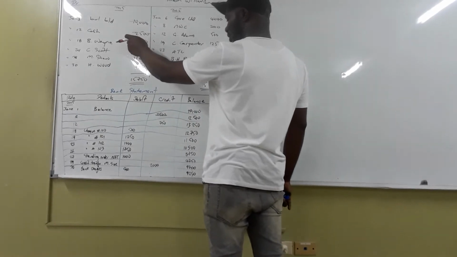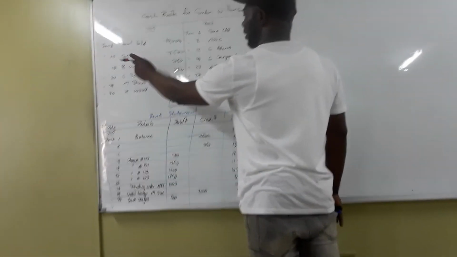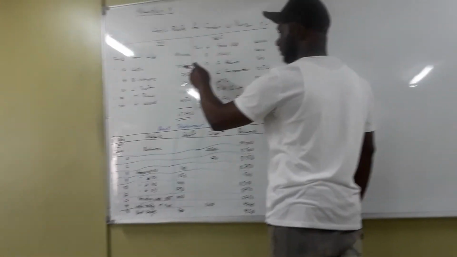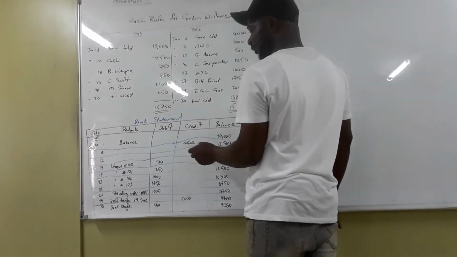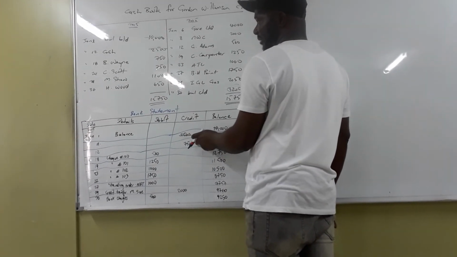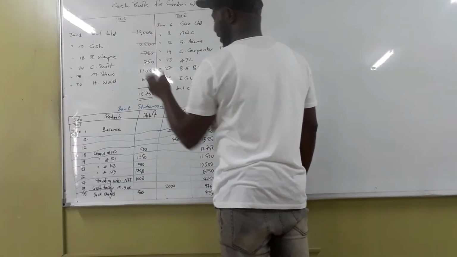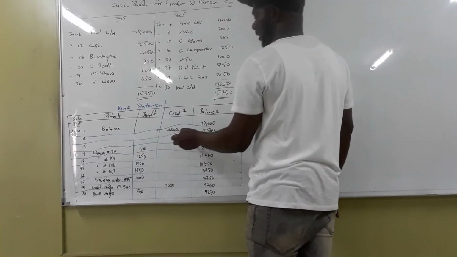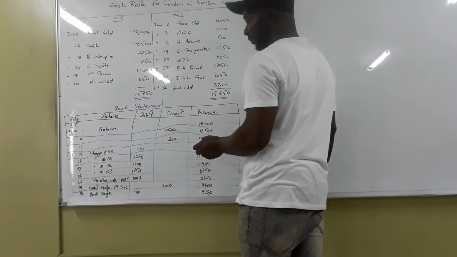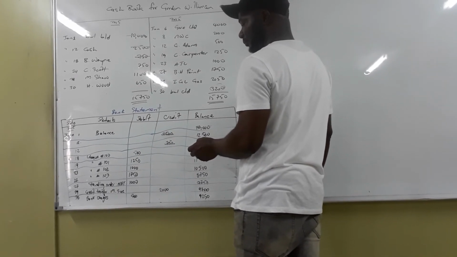Right? Let us move on to the next one. We have B, $750. Is that $750 found in your bank statement? Yes. So it's on the debit side of your cash book, likewise it's on the credit side of your bank statement. So that cancels out that one also.